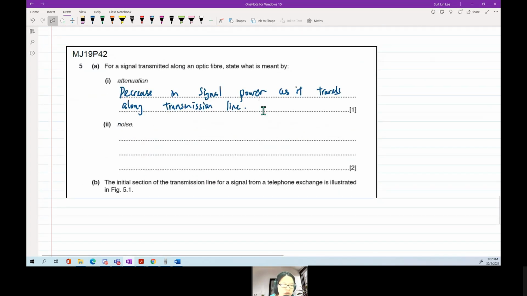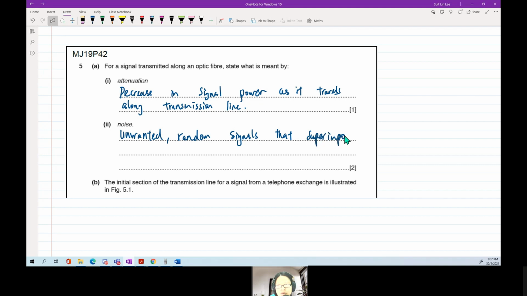Okay, noise. Noise is unwanted signals. So unwanted random signals that superimpose with the information signal. Signals that we don't want.